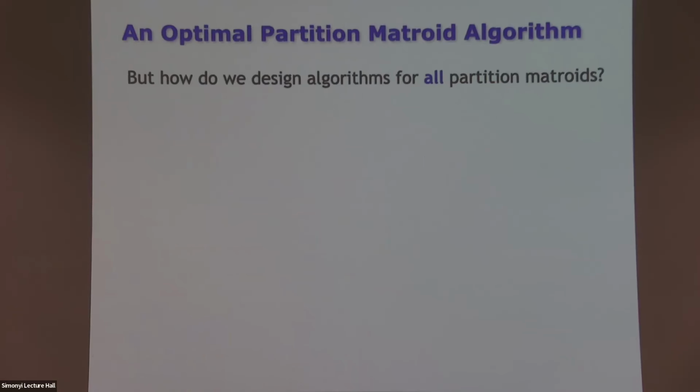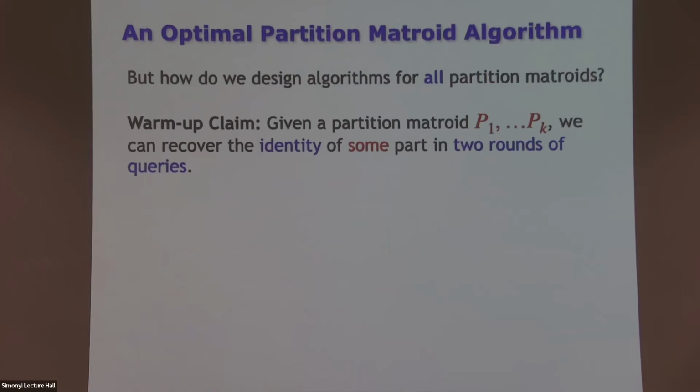But anyways, I promised you an algorithm that works for all partition matroids, right? So how do we generalize this to all partition matroids? For this, I just need one warm-up claim, and I won't go into too much detail, but I'll at least give you a picture to describe what I mean. Given a partition matroid P1 through Pk, I claim that you can recover the identity of some part in this partition matroid in just 2 rounds of queries.